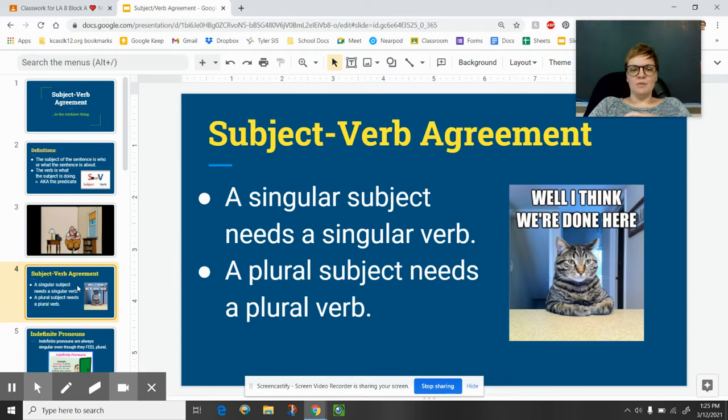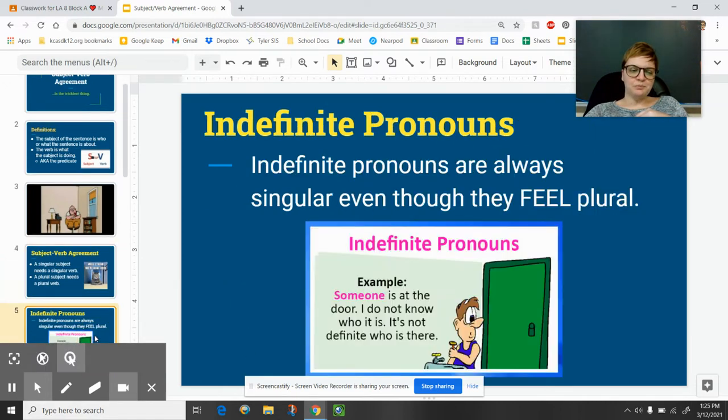But if it was that simple, if it was always as easy as the cat sits or the cats sit, then we probably wouldn't be doing this activity. So it's definitely more complicated than that. So here are some things that could possibly get in the way.